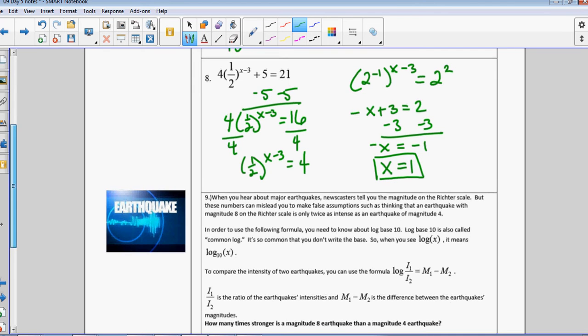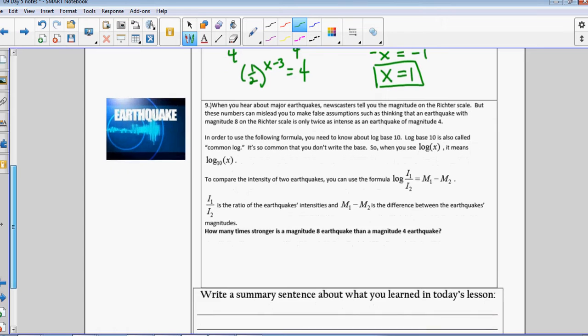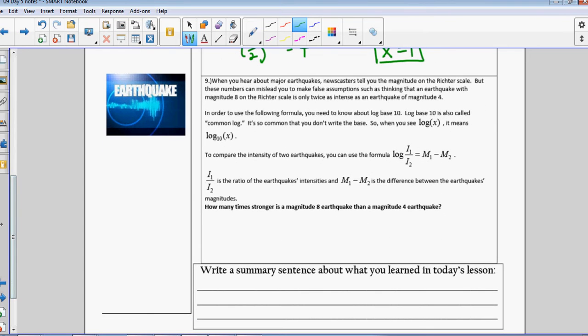Alright, problem 9 is our application problem. When you hear about major earthquakes, newscasters tell you the magnitude on the Richter scale. The Richter scale, that should sound familiar. But these numbers can mislead you to make false assumptions, such as thinking that an earthquake with magnitude 8 on the Richter scale is only twice as intense as an earthquake of magnitude 4.